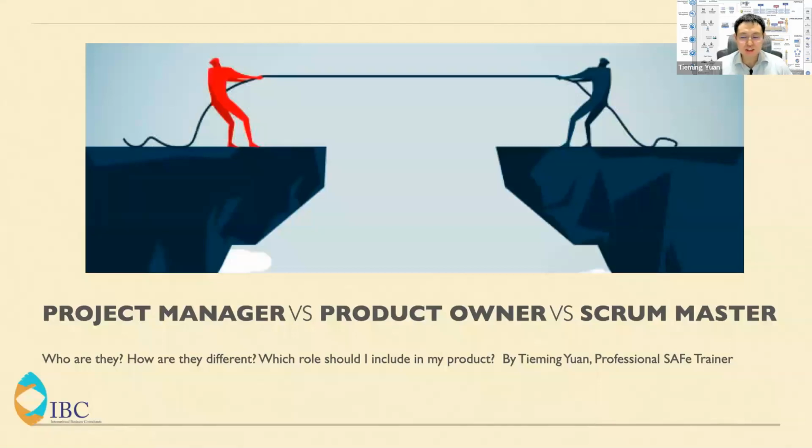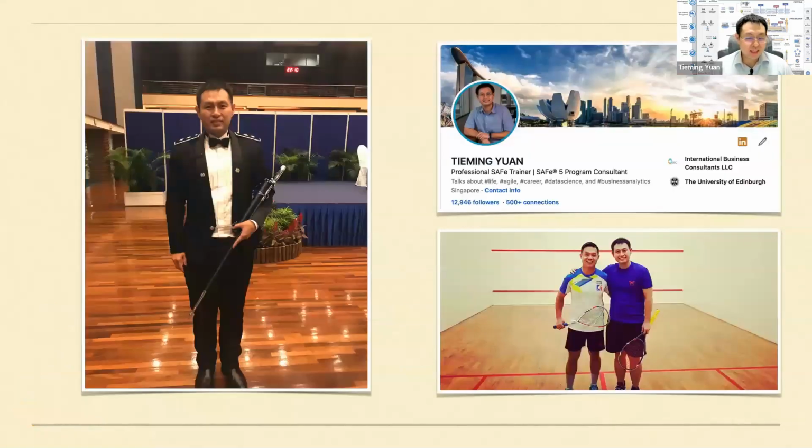Just a short introduction. My name is Tianming Yuan. Yuan is my surname. My name is Tianming. You can call me Tianming. So I started my career as a senior police officer in Singapore. I was a police officer in Singapore, and I do investigation work. So I investigate into crimes. So I handled death cases and many other different crimes.